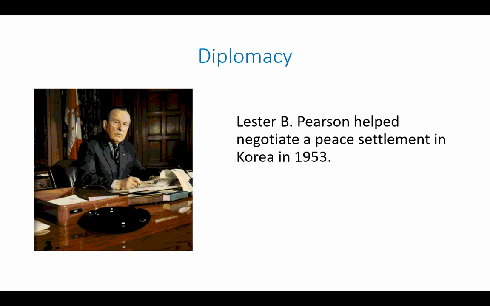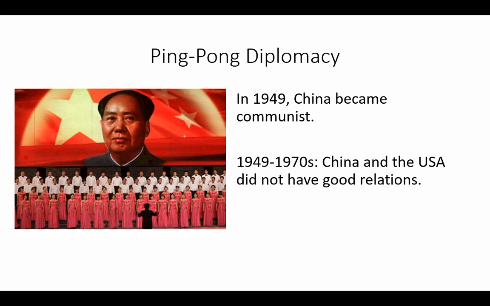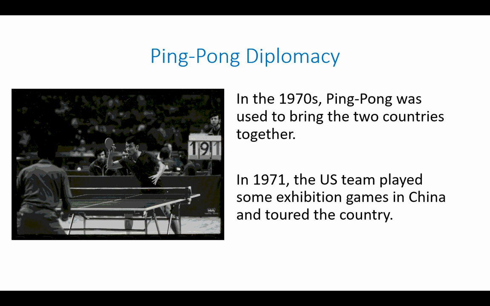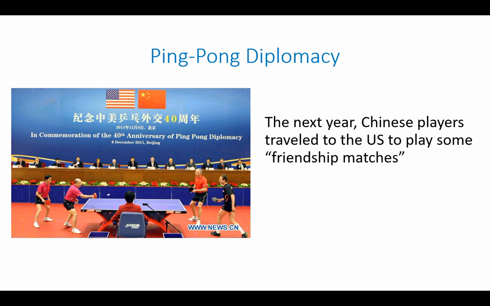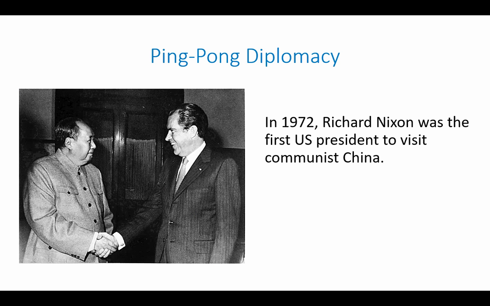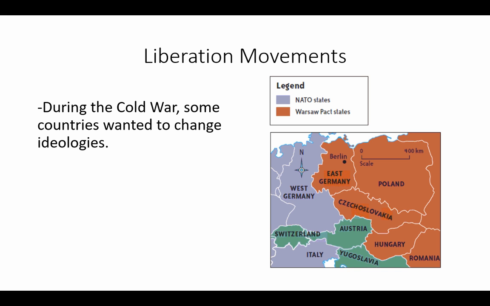And our own prime minister in Canada, Lester B. Pearson, he was an important diplomat who helped negotiate a peace settlement in Korea in 1953. And we also see ping pong diplomacy, right? So as we know, China had become communist, and China and the USA did not have good relations, but they got together through their love of ping pong. How about that, right? So ping pong brought the two countries together. They had some friendship matches where they met with each other, played ping pong with each other. And then because of that, the American president actually went and visited Mao Zedong, the leader of China.